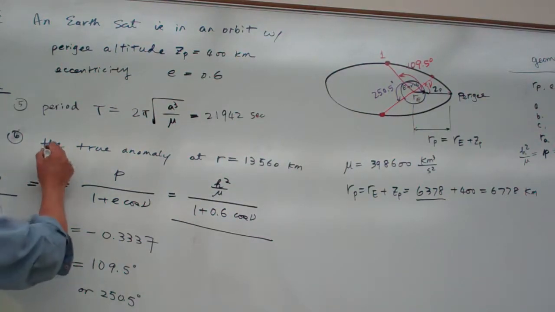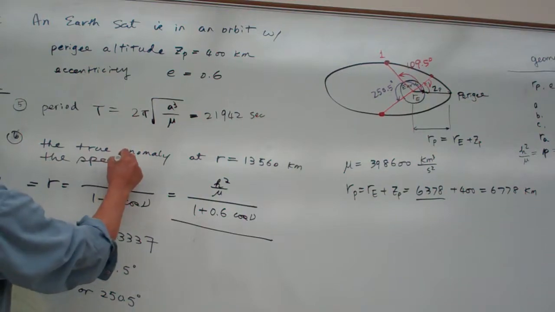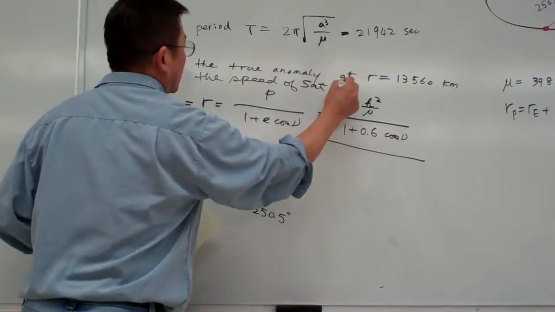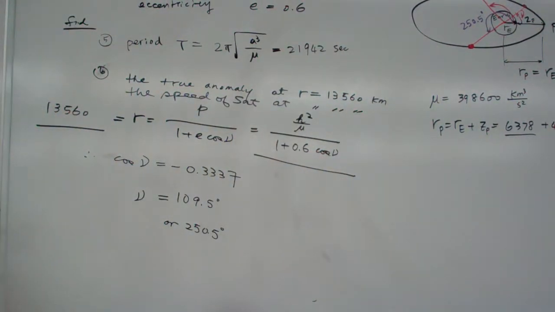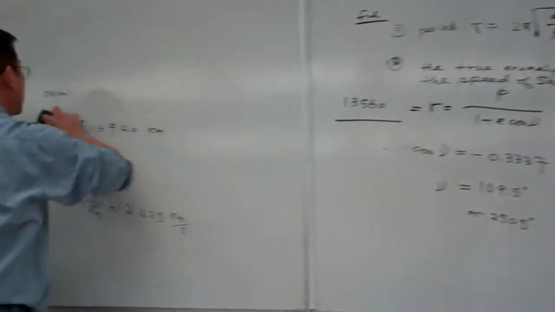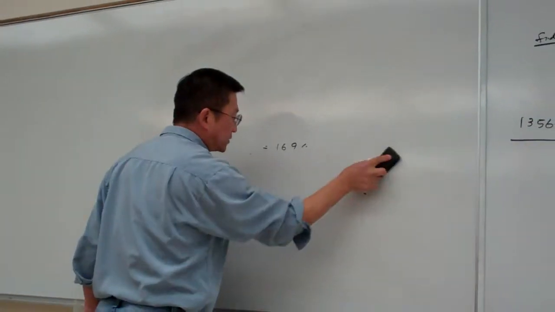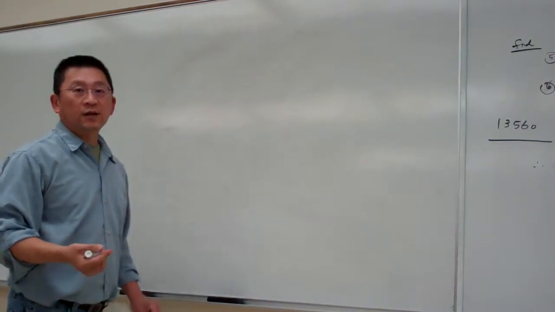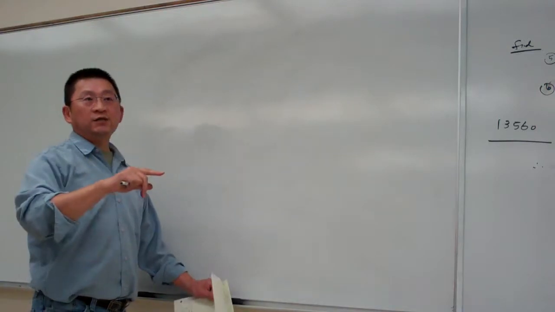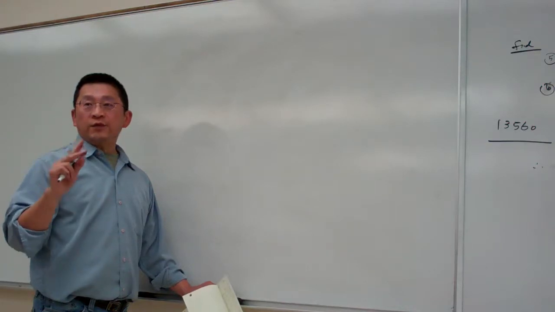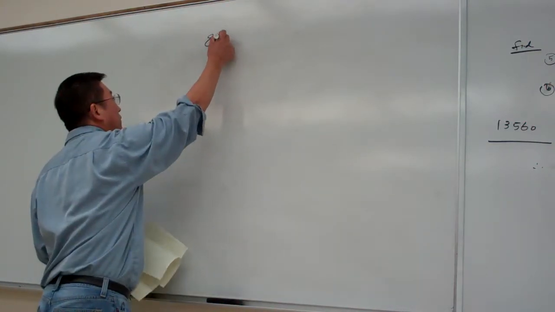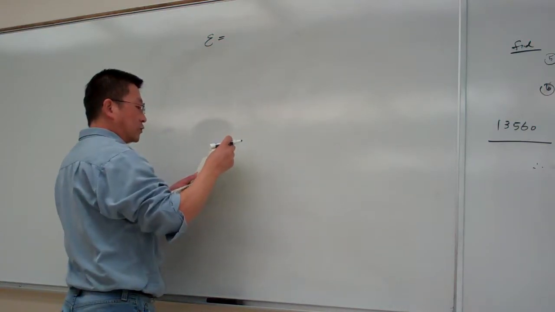And then the sixth one, the speed of the satellite at the same locations. Okay, so the speed: how can we calculate speed? If we know the distance and the true anomaly, we can correlate speed. Speed can be correlated to the radius, since they both appear in one term, if you remember, in mechanical energy. So that will be our starting point.